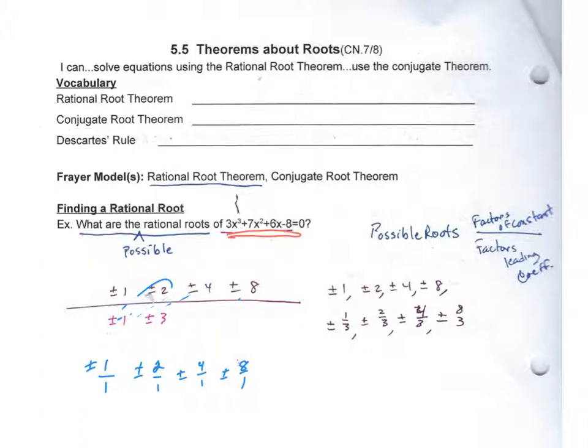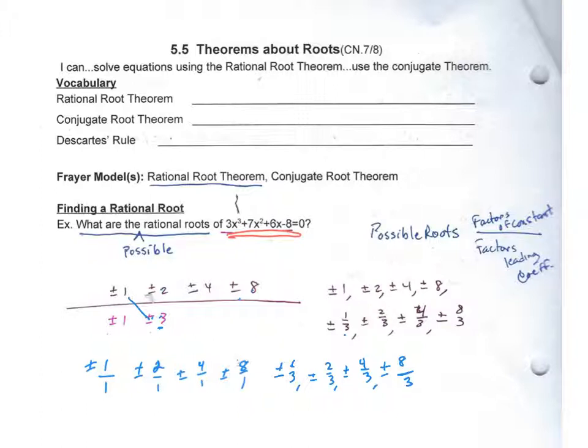Now I'm going to continue with the leading coefficient, plus or minus 3. Looking at this, I have 3 in my denominator. So 1 over 3, plus or minus 1/3, 2 over 3, plus or minus 2/3, 4 over 3, plus or minus 4/3, and then 8 over 3, plus or minus 8/3. So those are all the possible rational roots.